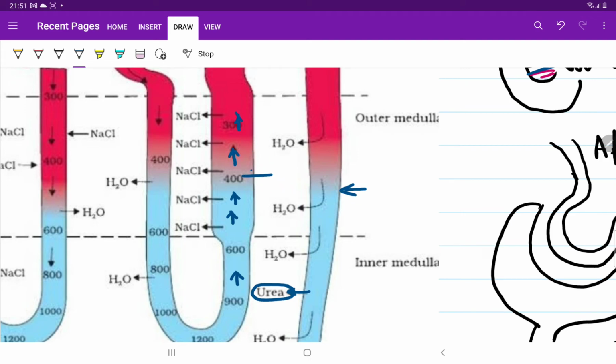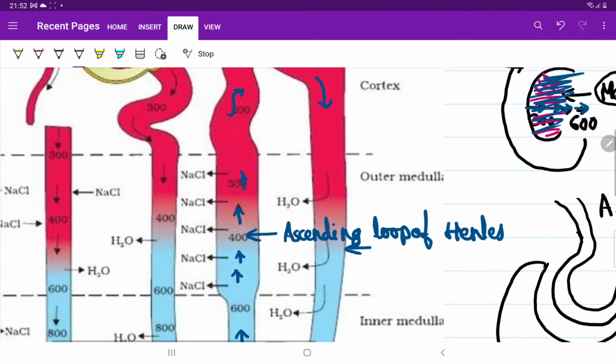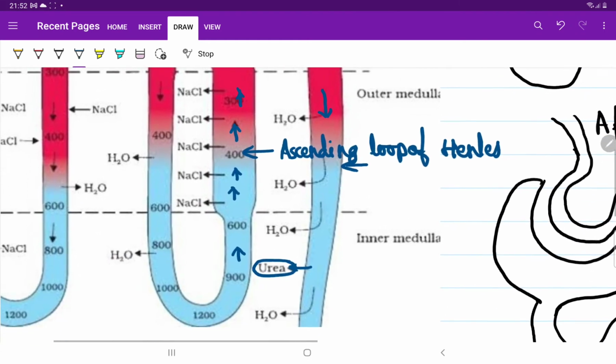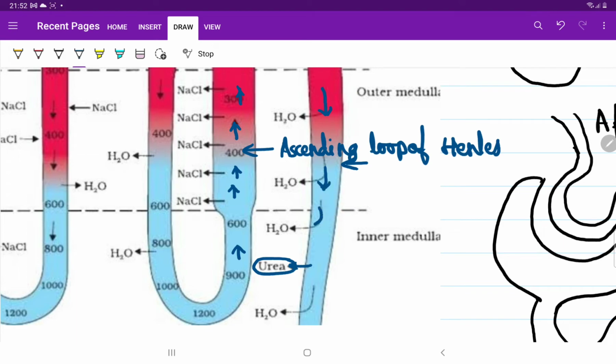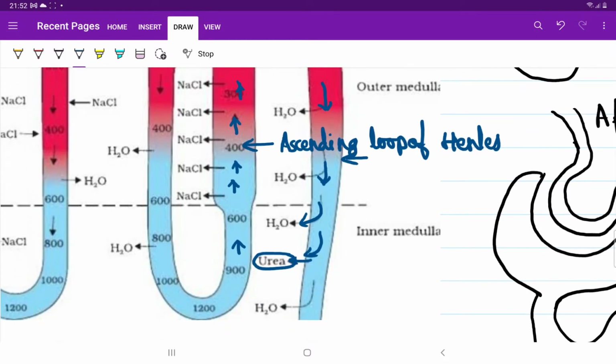I am writing here, this is our ascending loop of Henle. So it comes to the ascending loop of Henle, and then from the ascending loop of Henle that urea comes to the descending loop of Henle, and from the descending loop of Henle that urea is reabsorbed again and goes to the ascending loop of Henle. Now why are they playing with urea like this? From one side they are reabsorbing and again they are bringing it here.